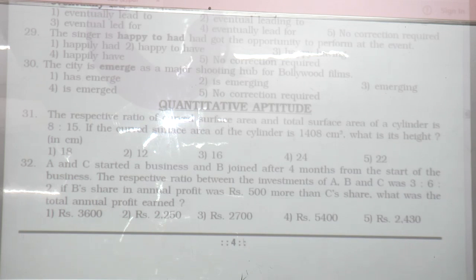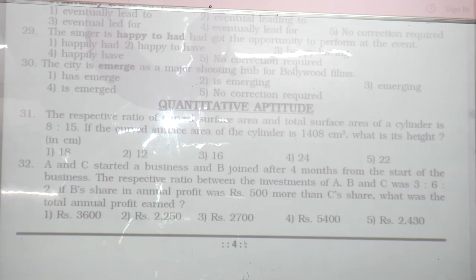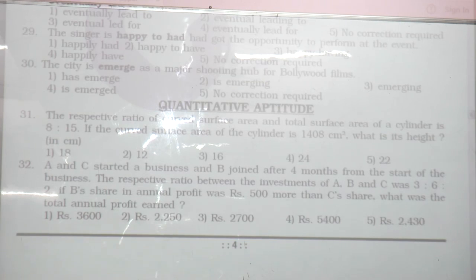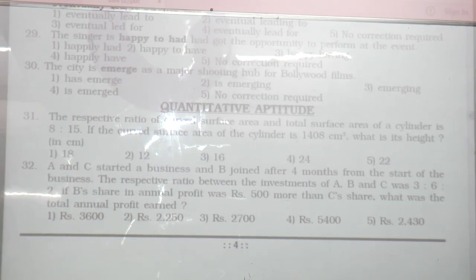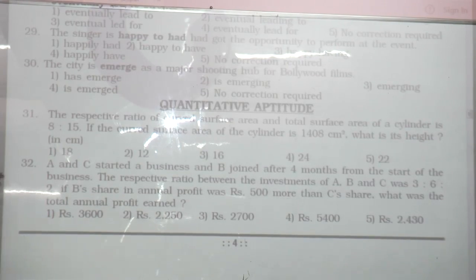A and C started business, B joined after 4 months. So B will be there for only 8 months. A will be there for 1 year. C will be there for 1 year. So time ratio becomes 12:8:12, that is 3:2:3. Now investment ratio between A, B, C is 3:6:2.